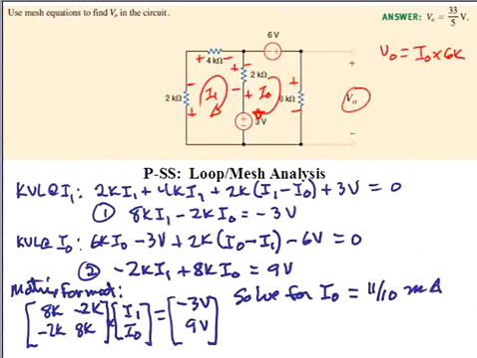And now we can go to our auxiliary equation. VO is equal to 6K IO is equal to 66 over 10, which is equal to 33/5 volts.